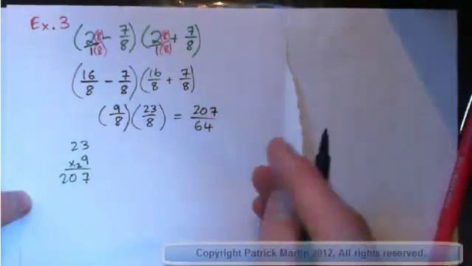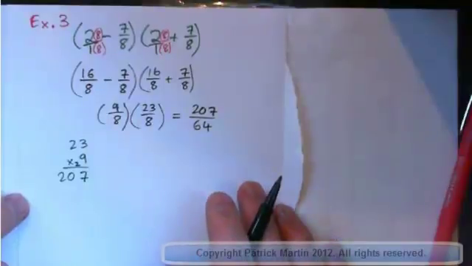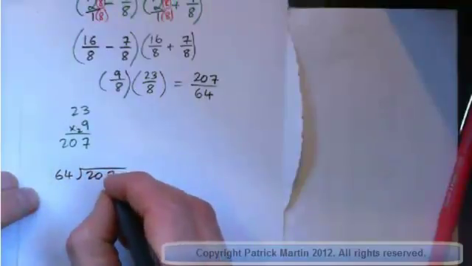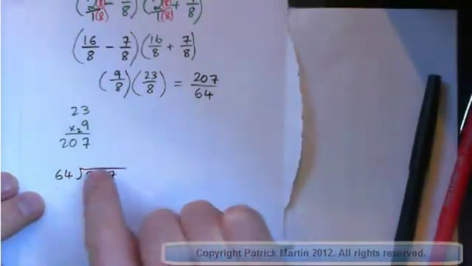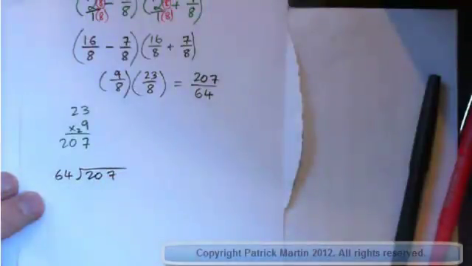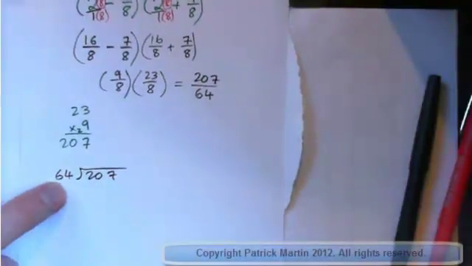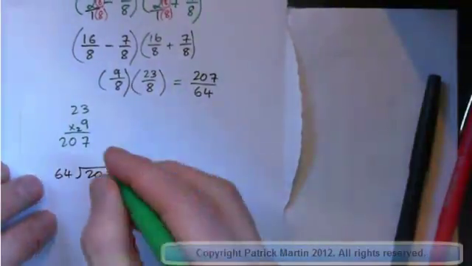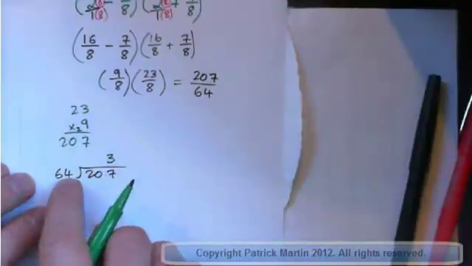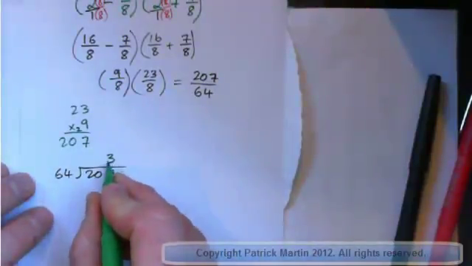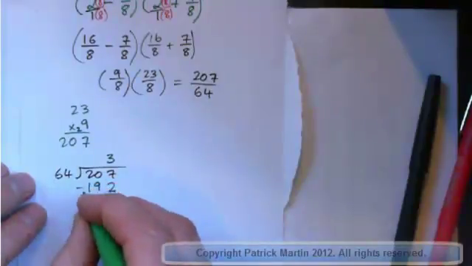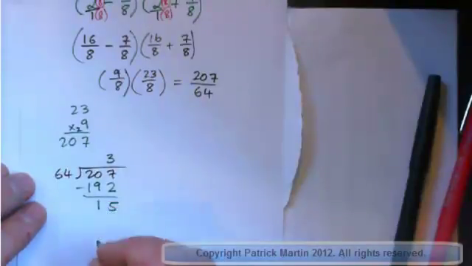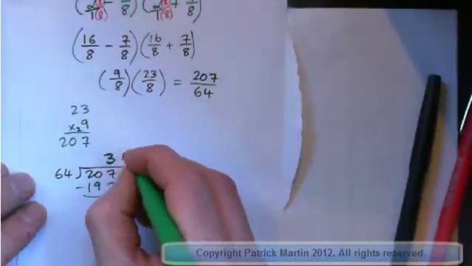Now that's my answer. I'd also like to put that into a mixed number. So I'm just going to go quickly. 64 into 207. 64 into that. Let's see how many times. I know that 3 sixes is 18, so 3 sixties is 180. So I'm going to guess 3, see if that works out for me. 3 times 4 is 12, carry the 1. 3 times 6 is 18, and 1 is 19. Subtract, and I get 7 minus 2 is 5. 20 minus 19 is 1. So my answer is 3, remainder 15.